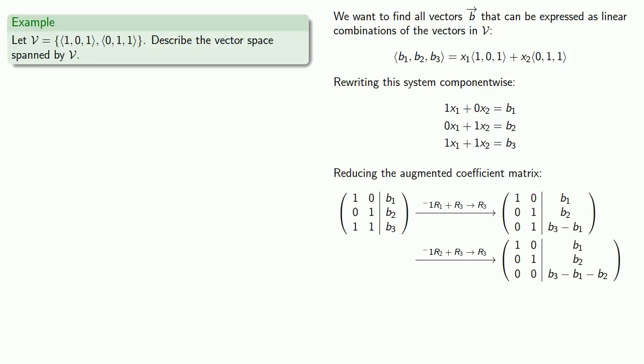And we note the last line translates into the equation 0 equals b3 minus b1 minus b2. So that means the vector (b1, b2, b3) can only be expressed as a linear combination of (1, 0, 1) and (0, 1, 1) if 0 is equal to b3 minus b1 minus b2. And this gives us the vector space spanned by V.